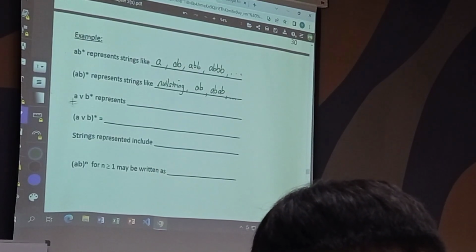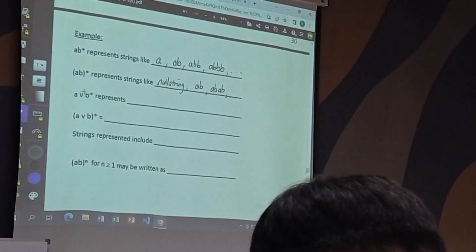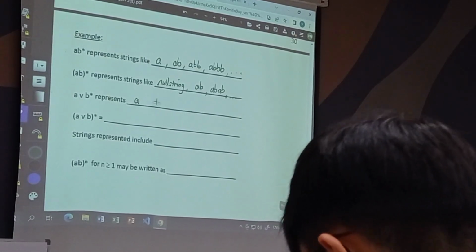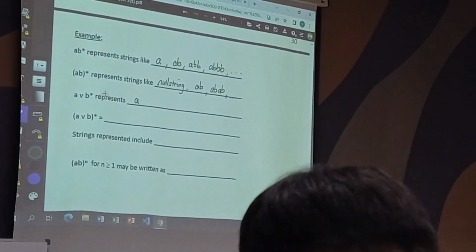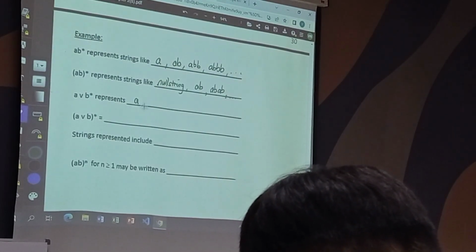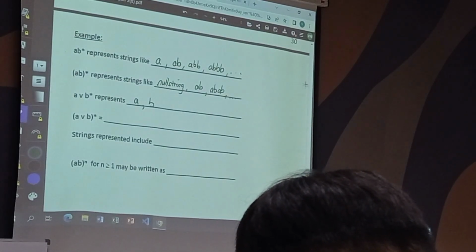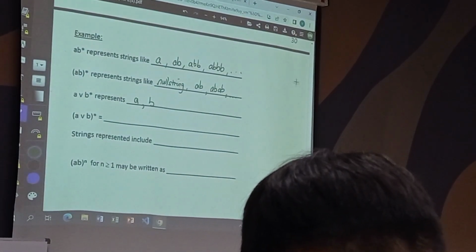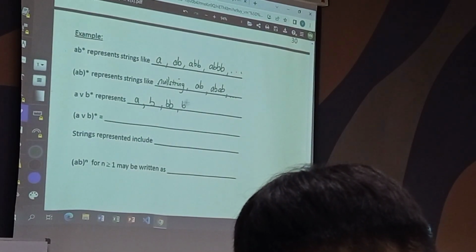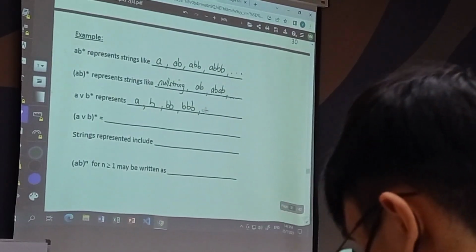Third one, A or B asterisk. If you write like this, then what is the possible answer you will have? A, meaning you choose the A or you choose the B, right? If you choose A, then you have the string of A only. If you choose the B, then you have the B only. Can I have AB together? No. Okay, so I can have 2B also. I can have 3B also. Can I have 2A? No, okay.